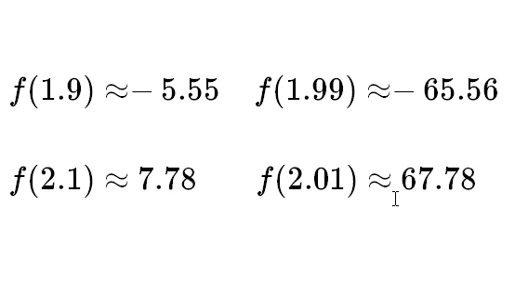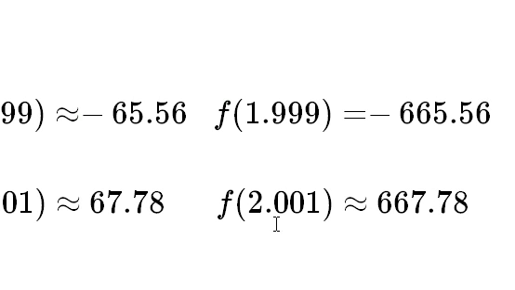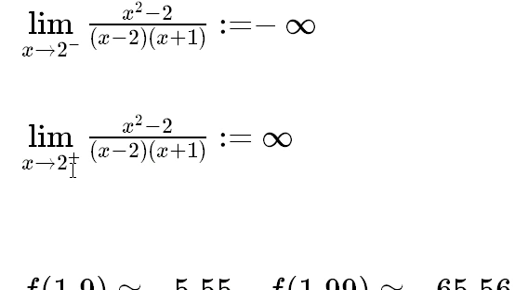Now of course I go ahead and do it one more time just because, and I plug in 2.001, and as you can see it's a positive number, approximately 667.78. So we can say then, coming in from the right hand side, this graph is going to positive infinity. Let's take a look at the graph.